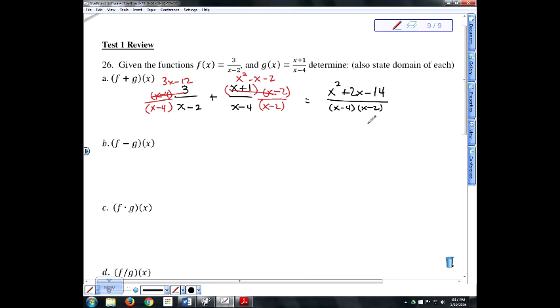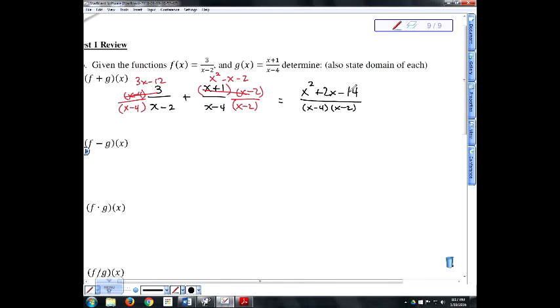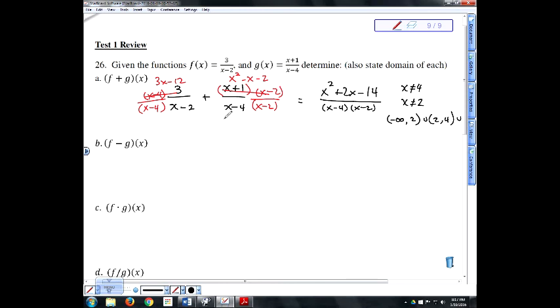It also says state the domain of each. In f plus g of x, x cannot equal 4, x cannot equal 2, otherwise we'd be dividing by zero in the denominator. So the domain is from negative infinity to 2, 2 to 4, and 4 to infinity. Now for part B, we were just about there in part A.